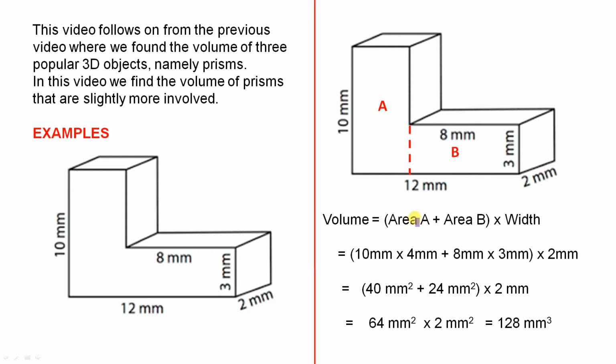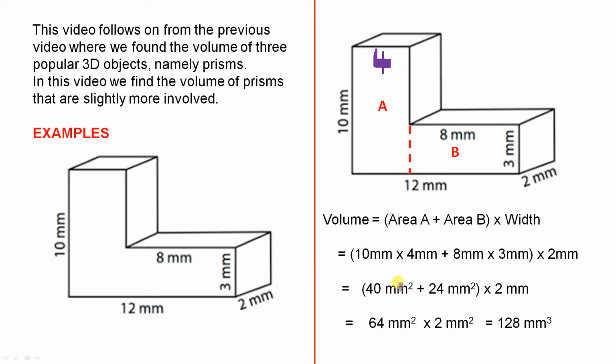So let's look at area A first. You can see that area A will be 10 millimeters by that length there. Well, if that's 8 and that's 12, that means this here must be 4. So the first part will be 10 millimeters by 4 millimeters. We're just looking at this face. Now this face here, it's quite clear that it's 8 millimeters by 3 millimeters, which is that one. And then you multiply by 2 millimeters to find the volume.